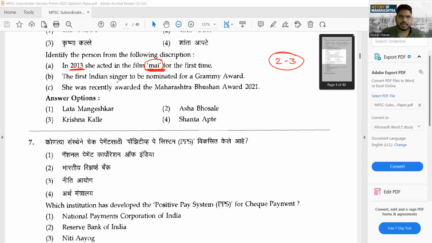The first Indian singer to be nominated for the Grammy awards. They're talking about the first Indian singer. Shanta Apte, I guess she is not a singer, and Krishna Kalla is also not a singer. I'm not sure about this, but these two are not singers. She was recently awarded the Maharashtra Bhushan Award. If you have read the part on awards, you will directly get the answer that she is Asha Bhosle, none other than Asha Bhosle. So it's very simple. Again, it is purely current affairs. If you read it, you will get it, or else you can leave this question. It's very simple.